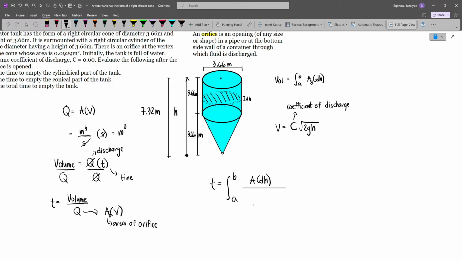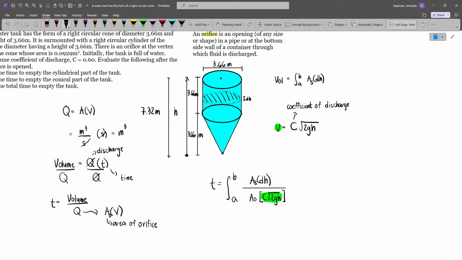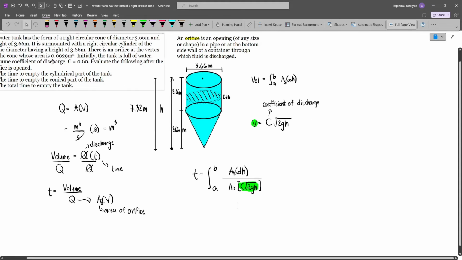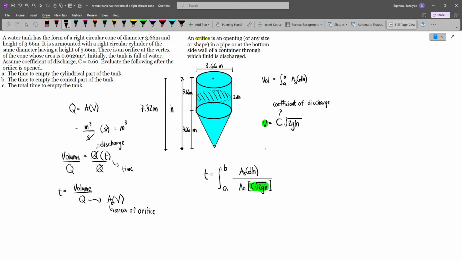And so, papalitan na lang natin to. This is AS. And then dito sa baba, we have AO times the velocity, which is C square root of 2GH. So, this is C square root of 2GH. Yan. Now, sir, ano yung area ng orifice? Yung area ng orifice is itong 0.0929, which is at the vertex of the cone. And so, andito yan, and then yung water natin is actually allowed to come out. Yan. And so, for the first question, we have to find the time to empty the cylindrical part of the tank. And so, let's consider this one.